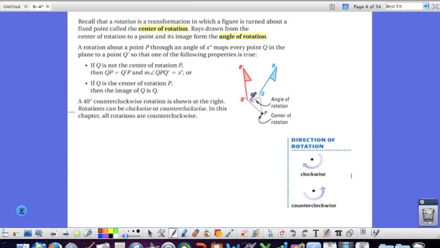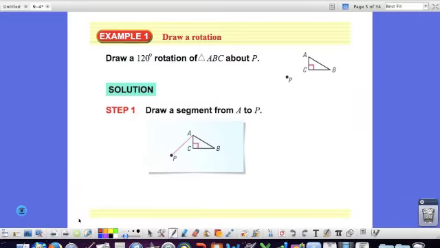Rotations can be clockwise or counterclockwise. In this chapter, all rotations, unless otherwise noted, are counterclockwise. So same thing here. If we actually drew a ray from R1 to P and R to P and measured it, that would also be a 40-degree rotation. So you notice in this lesson, we're getting away from what we've done in the past, which was just 90, 180, 270-degree rotations.